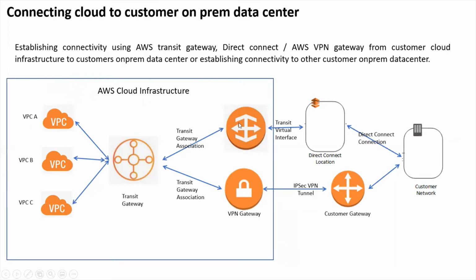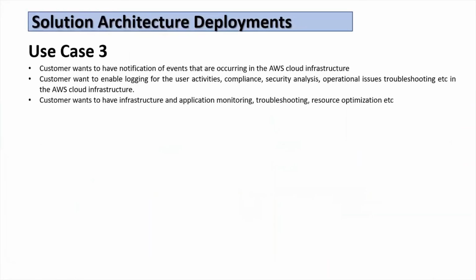Again, we will try to establish this transit gateway in practical labs, but it will not be possible to establish the Direct Connect. So moving forward, use case 3.